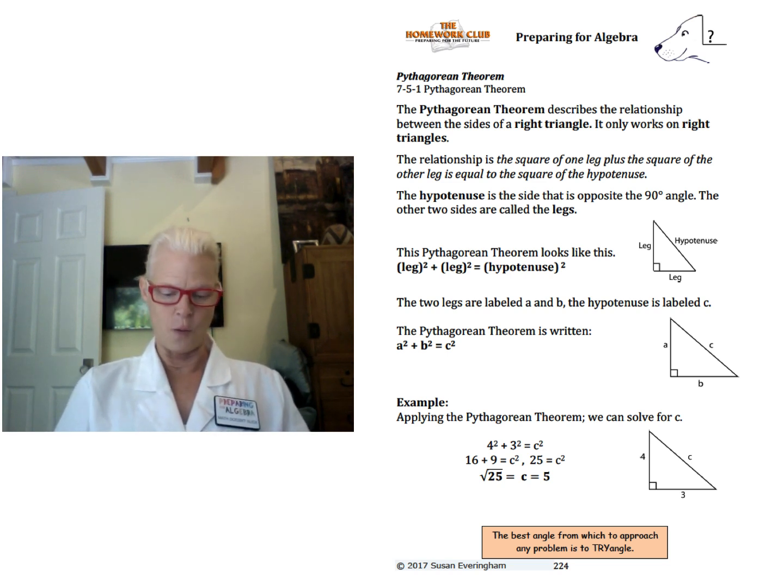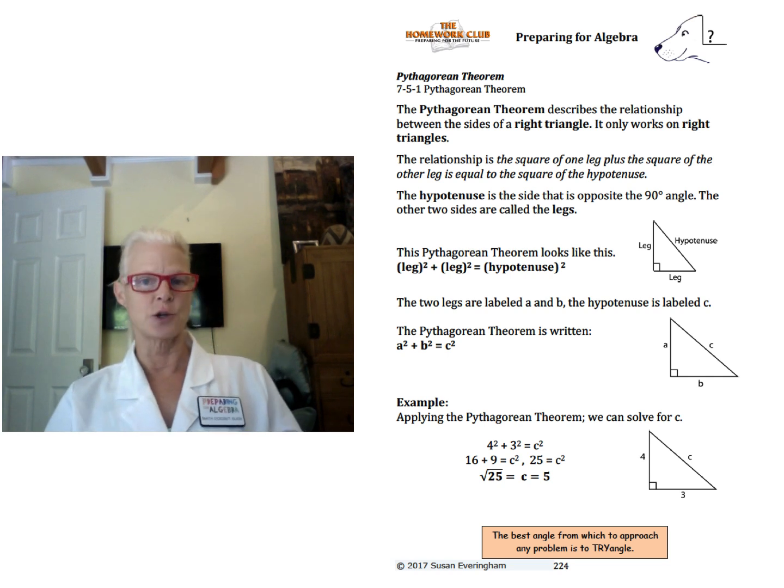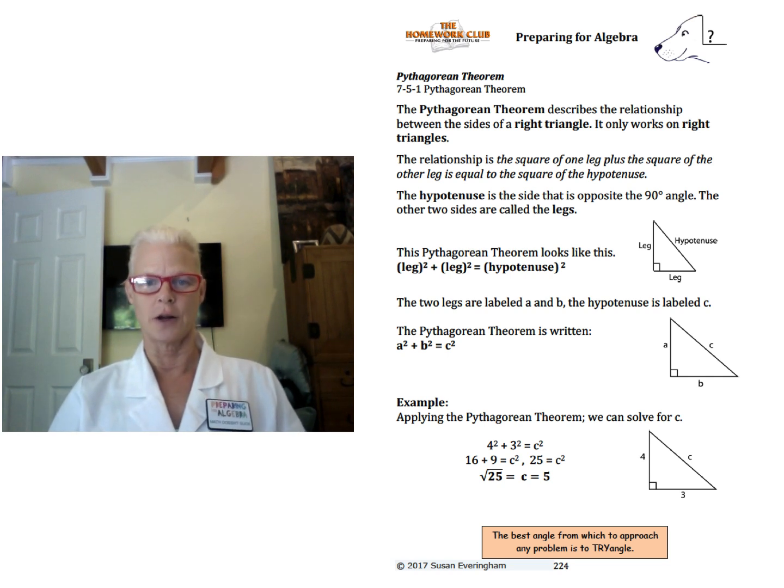So we've got 4, 3, and what is C? 4 squared plus 3 squared will equal C squared, which gives us 5. And this is a special triangle. It's called the 3, 4, 5 triangle, that we'll get into a little bit later.